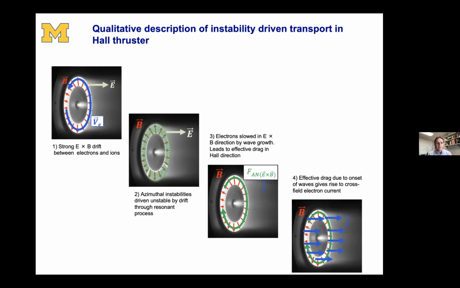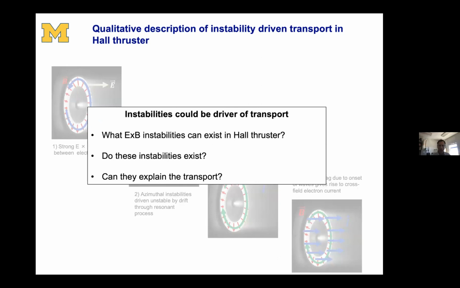So the takeaway from this is that the onset of instabilities driven by the Hall effect drift can lead to an effective drag force in the azimuthal direction. That drag force in turn can be thought of as an effective collisional force, which in turn promotes enhanced cross-field transport. Then how collisional are these plasmas?